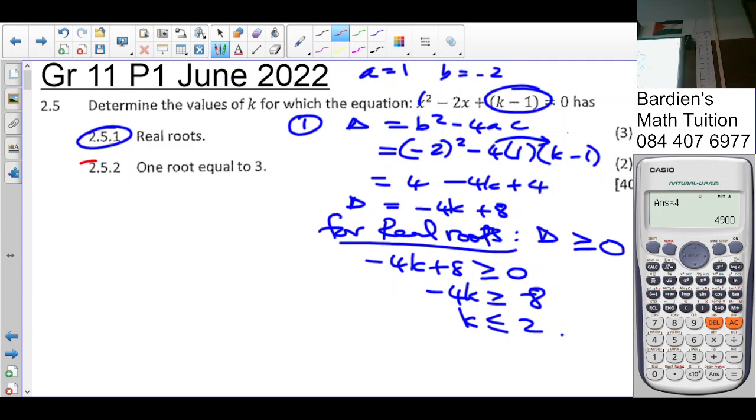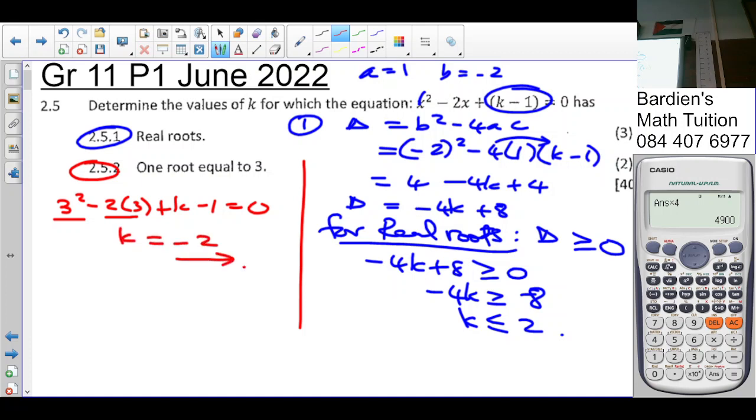The next one, one root is equal to 3. Determine the value of k. This is very similar to the previous question. So here we're going to have 3 squared minus 2 times 3 plus k minus 1 is equal to 0. That's going to give you 9 minus 6. What's 9 minus 6? 3. 3 minus 1 is 2, so k must be 3.